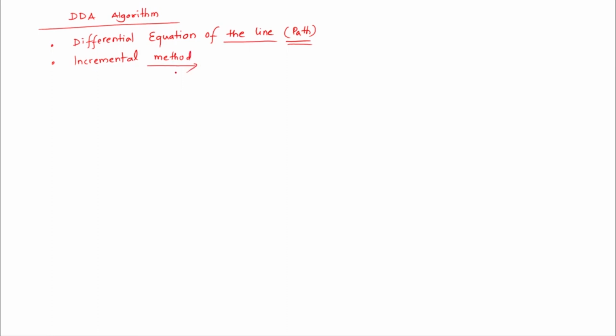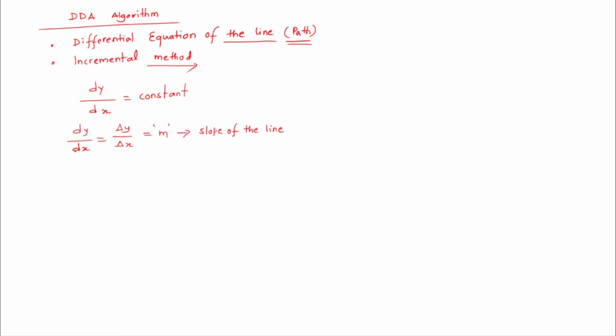The differential equation of a straight line is generally given by dy/dx equals a constant. We can write this equation in difference form as dy/dx = delta y / delta x, and that is nothing but the slope m. So m is the slope of the line.